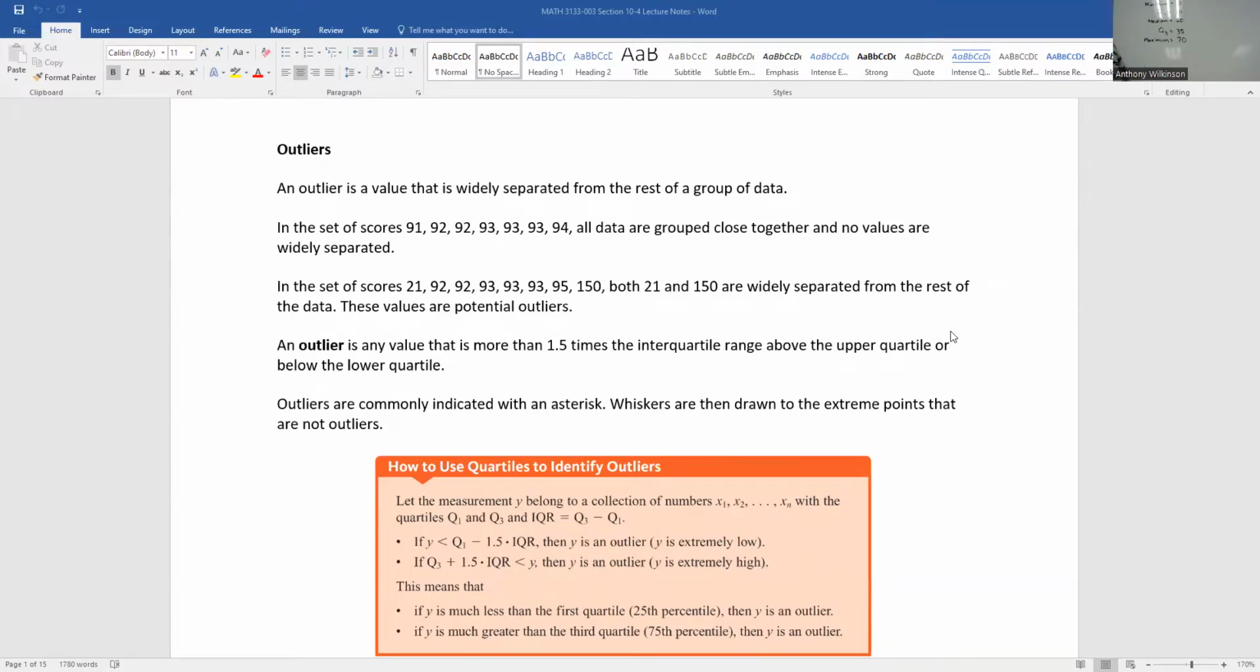Okay. So in a set of scores like 91, 92, 92, 93, 93, 93, and 94, you can see that the data are grouped close together. So none of those values are widely separated. However, let's say we had a set like 21, and then 92, 92, 93, 93, 93, 95, and 150. Now we got a score of 21 and a score of 150. Those are widely spread from the rest of the data set, and these could be what we call potential outliers.